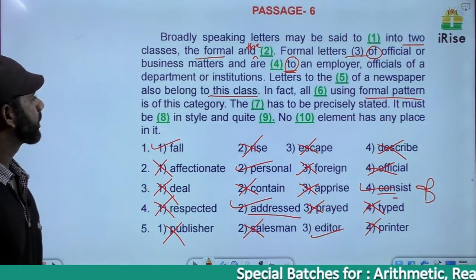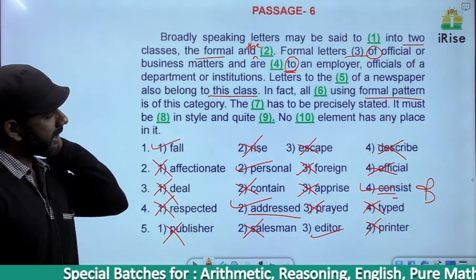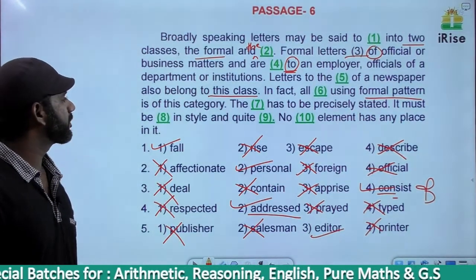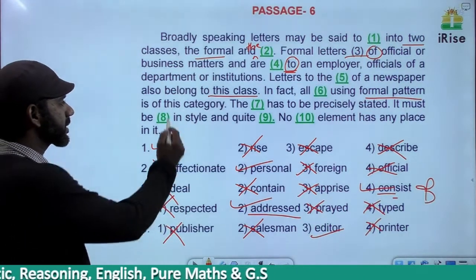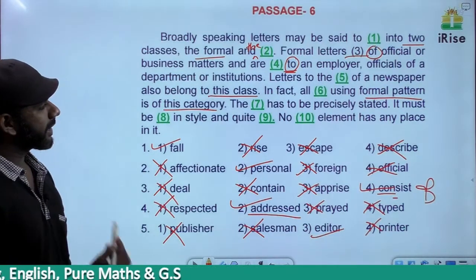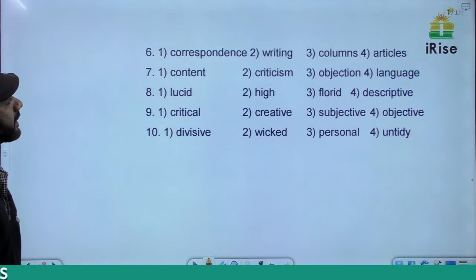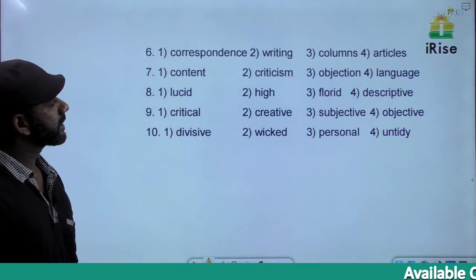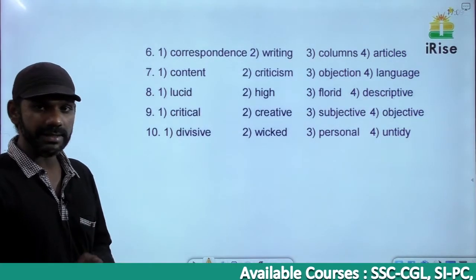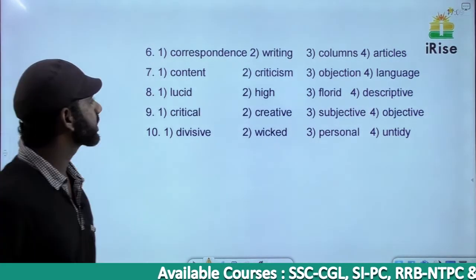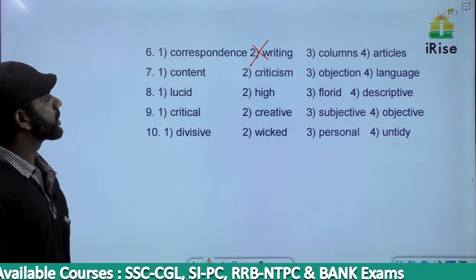Letters to the editor of a newspaper also belong to this class, the official one. In fact, all dash using formal pattern is of this category. This category means the official category. The options are correspondence, writing, columns, articles. "All writing" is a wrong usage. It must be "all writings." So option 2 is eliminated. Now we have 3 options left.